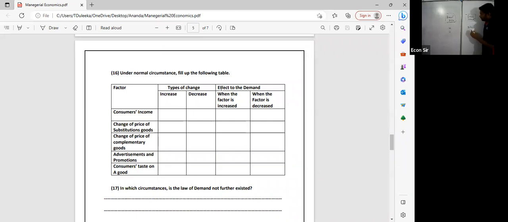Demand for rice will also increase. Why? When the price of bread increases, the quantity demanded of bread reduces, and that consumer or customer will move from bread to rice. Then demand for rice will be increased.